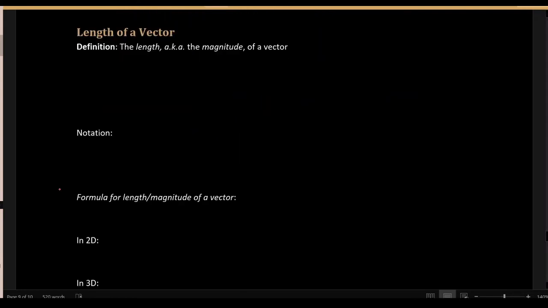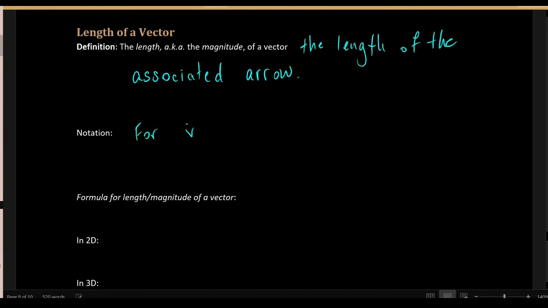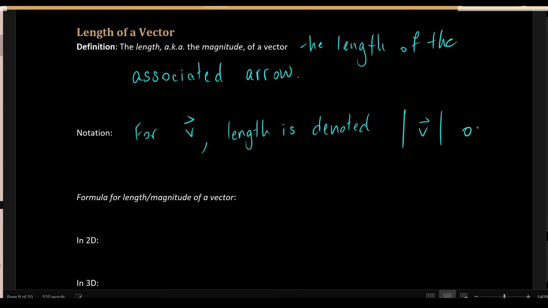Now, when we are given a vector in terms of its components, we will often need to calculate the vector's length. And for a vector v with the arrow on top, we have specific notation to refer to the length. The length is denoted by absolute value symbols with the vector in between, or sometimes you may also see 2 absolute value symbols on each side. I see both of these versions of the notation used pretty often.